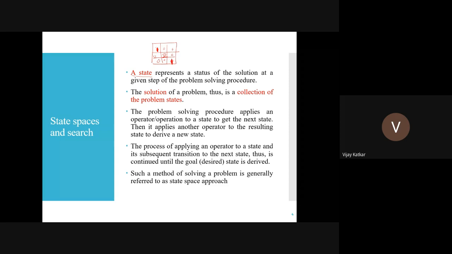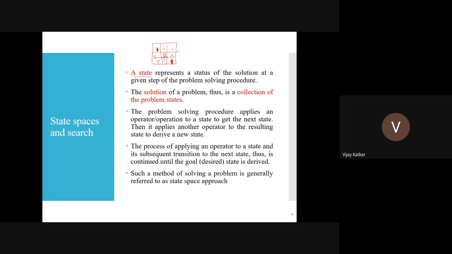State means what is the current state of a solution. So initially everything was 0 and then things are moving slowly forward. And as different steps are taken, the state of the solution will also change. Initially it was all 0, then it became 1, then 1, 2, then 1, 2, 1, and so on. The solution of a problem is a collection of problem states.